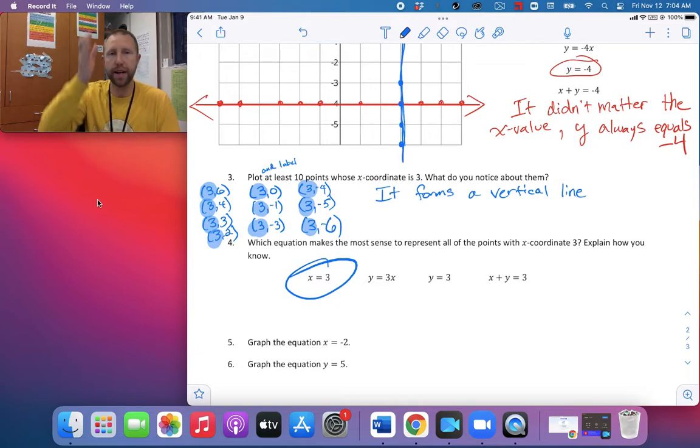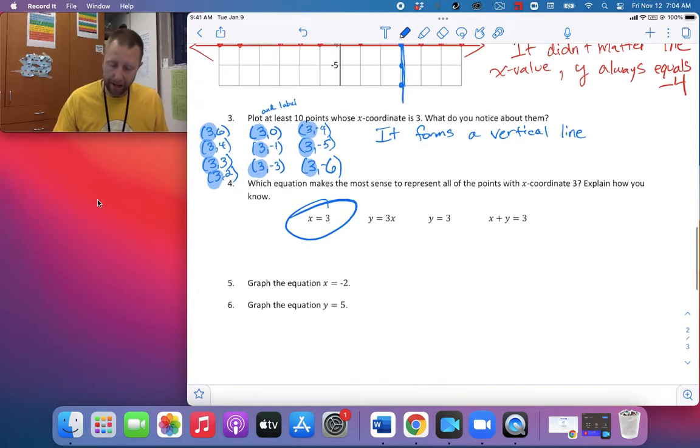So a vertical line goes up and down. It's only going to cross the x-axis. So the equation is x equals some number. For a horizontal line, it goes side to side. It's not going to cross the x-axis. It's only going to cross the y-axis. So that's why the equation is y equals some number.